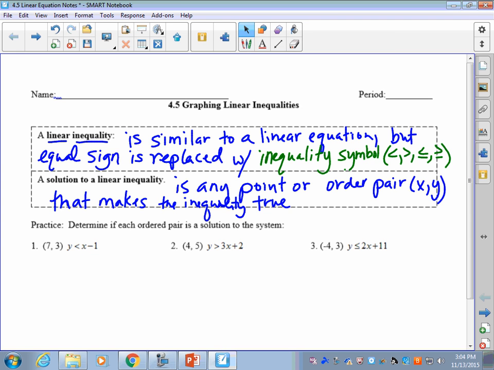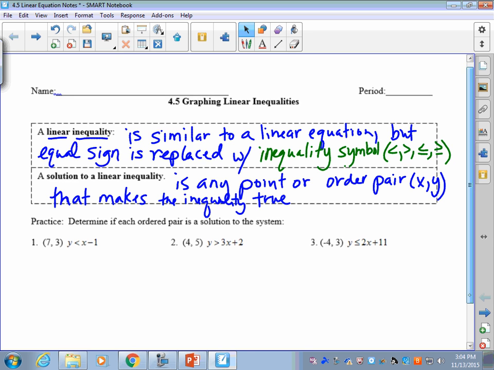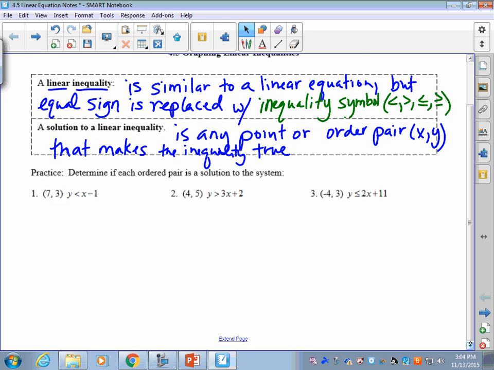Now, we've done this before with linear equations, with justifying answers, and that's just plug it in, plug it in. So we're familiar with that skill. We're going to check it with inequalities, though. So I'm going to let you get that down, and then we're going to determine if an ordered pair is a solution to the system, which actually is to our inequality.